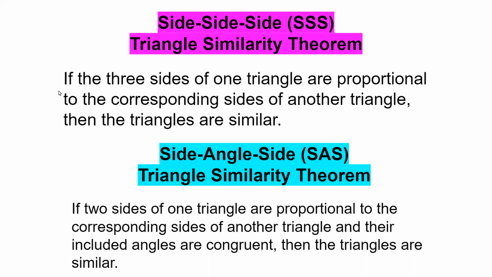The first one states if the three sides of one triangle are proportional to the corresponding three sides of another triangle, then the triangles are similar. The second one states if two sides of one triangle are proportional to the corresponding sides of another triangle, and their included angles, so remember, the angle that they share, are congruent, then the triangles are similar. Go ahead and copy this down in your notes.